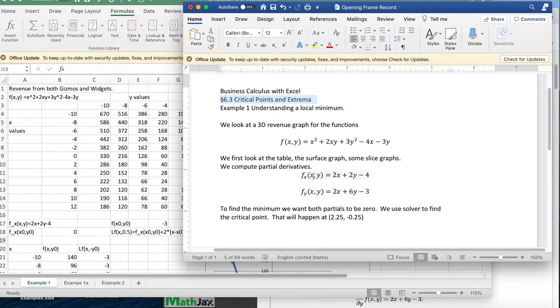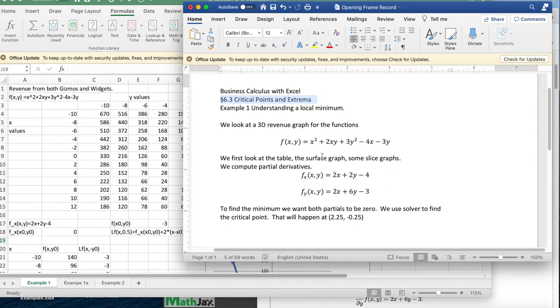It's useful to have computed the partial derivatives. If I take the derivative with respect to x, the derivative of x squared is 2x, the derivative of 2xy is 2y, the derivative of 3y squared is 0, the derivative of minus 4x is minus 4, and the derivative of minus 3y is 0.